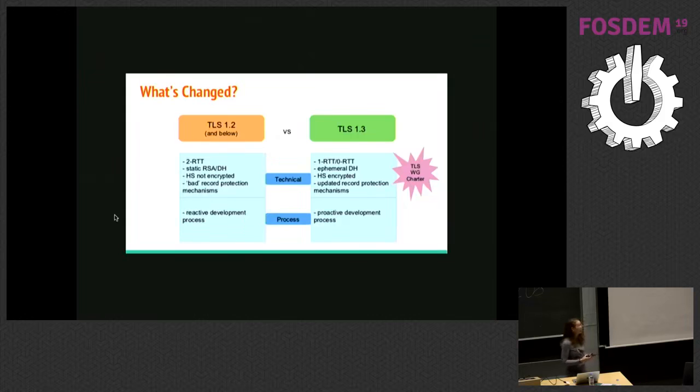The process for 1.3 has been vastly different. It's been highly collaborative in nature. And the TLS working group has welcomed analyses from the academic community prior to the protocol being officially released so that we can find and remedy flaws before TLS 1.3 is in the wild. And it's this process, this more collaborative process, to which this work contributes.